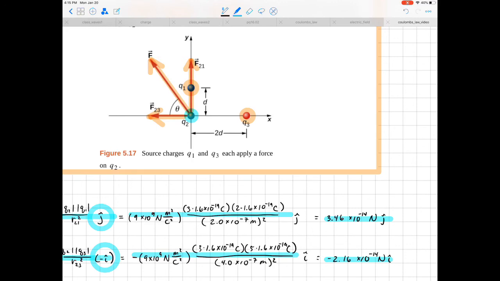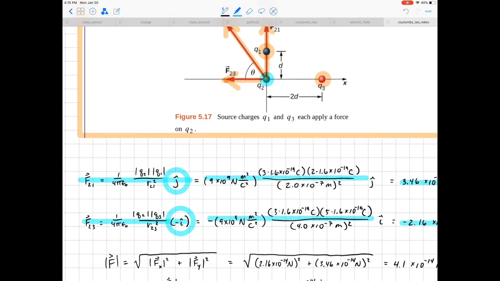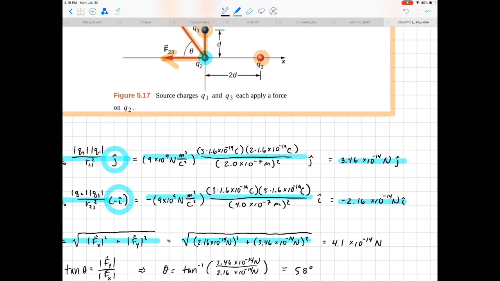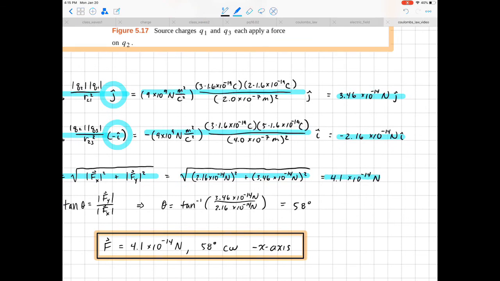So I've got these two vectors. I need to add them together. Of course, we're going to be using the Pythagorean theorem. So I'm plugging in those numbers, and I get a magnitude for the net force of 4.1 times 10 to the negative 14 newtons.